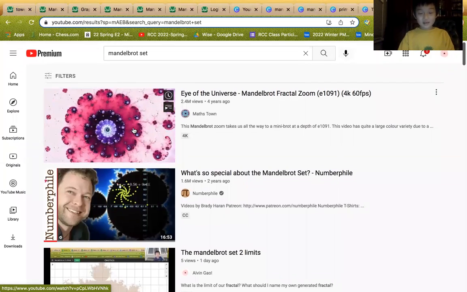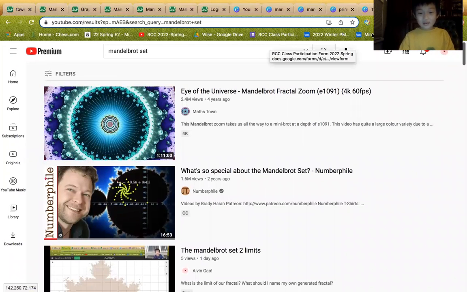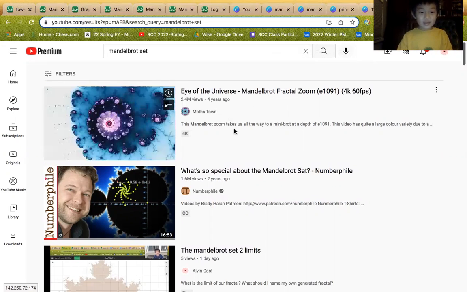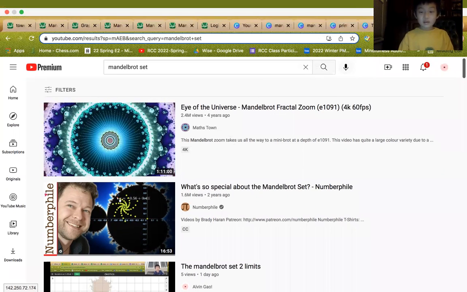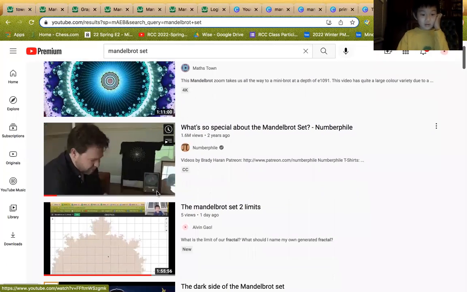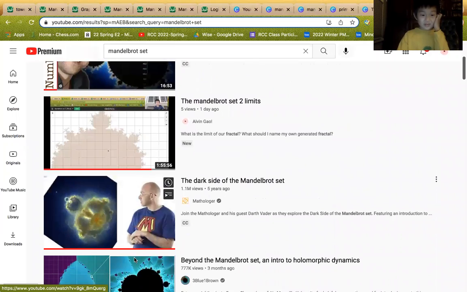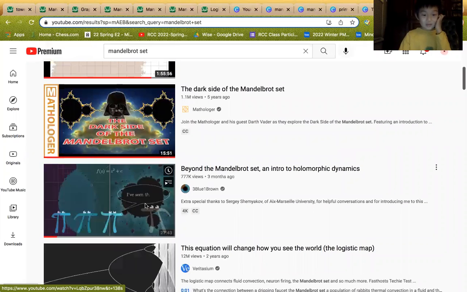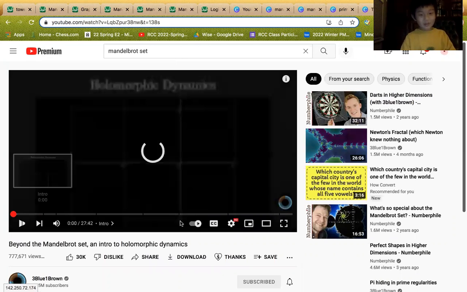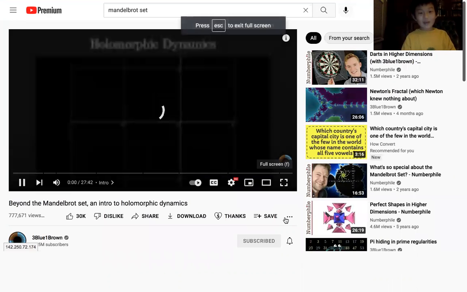Fun learning. Eye of the universe. Yeah, you just zoom in. The eye of the Mandelbrot set. That's way too long. What's so special about the Mandelbrot set? Beyond the Mandelbrot set, an introduction to holomorphic dynamics. Wonder what that is. Maybe we'll start at the beginning. I watched a bit of it.